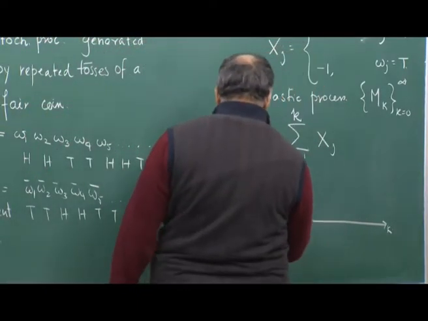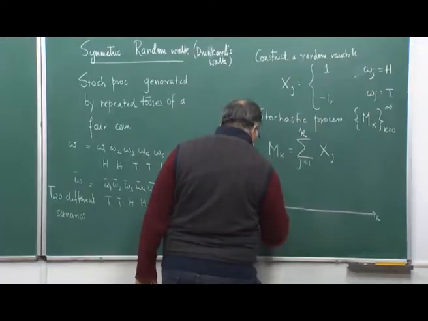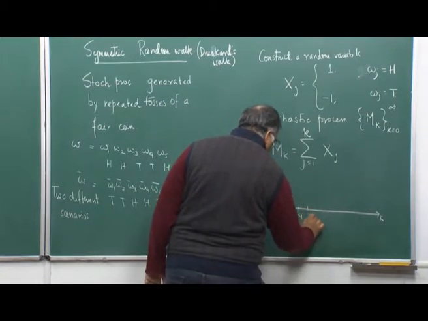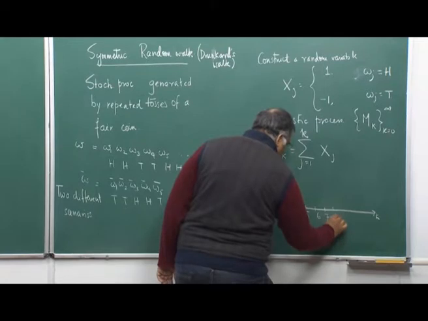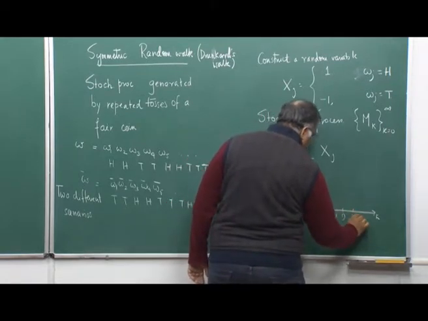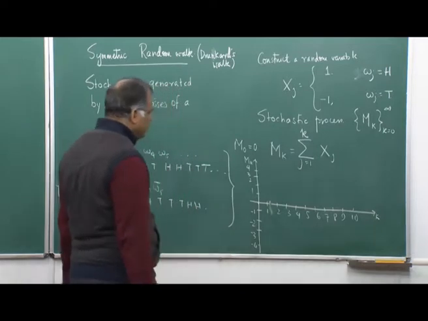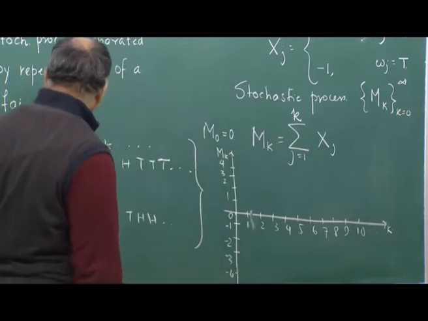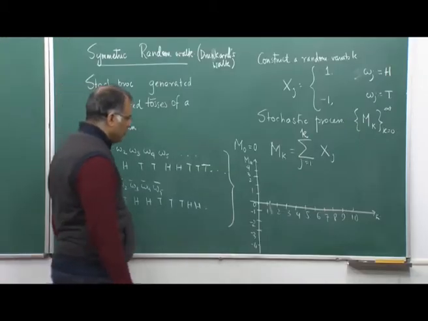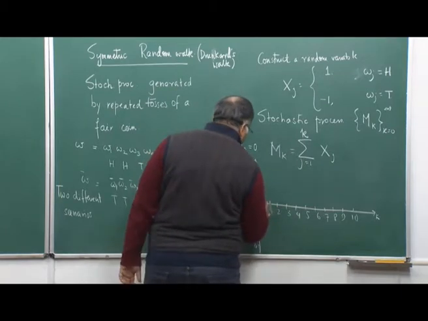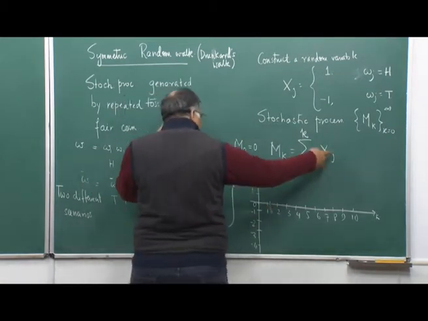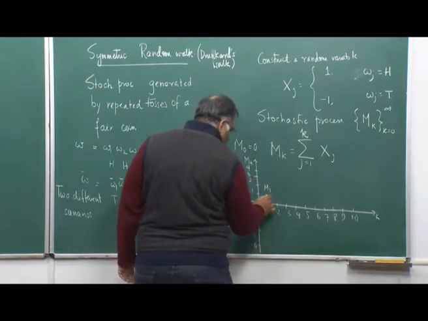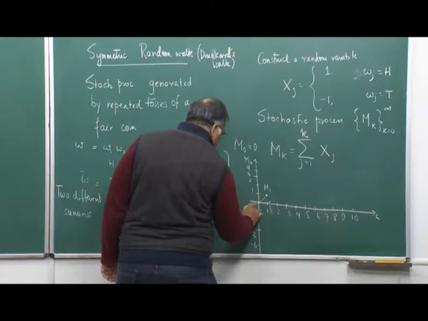And of course, here also you have k values, which is 1, 2, 3, 4, 5, 6, 7, 8, 9, 10 and so on and so forth. So, M0 is 0. Now, you toss a coin and you have head, omega 1 is head. So, you go up by +1 because xj will take +1, because M1 is just x1. So, here is the value of M1. You join M0 and M1 by a line.